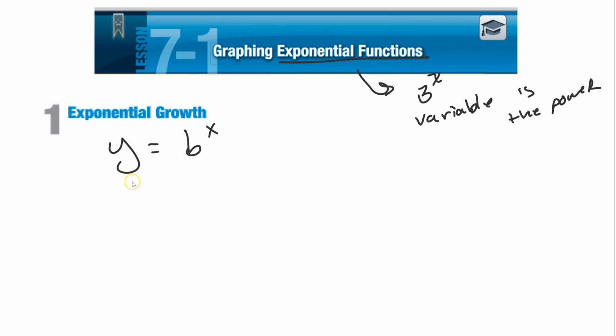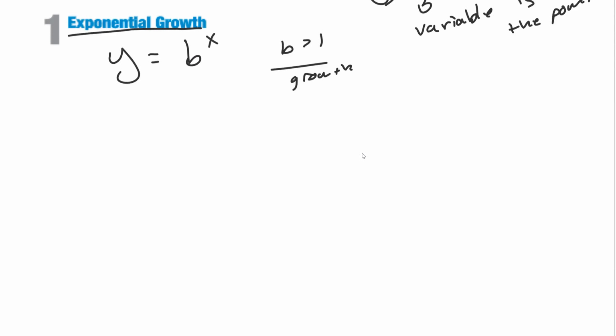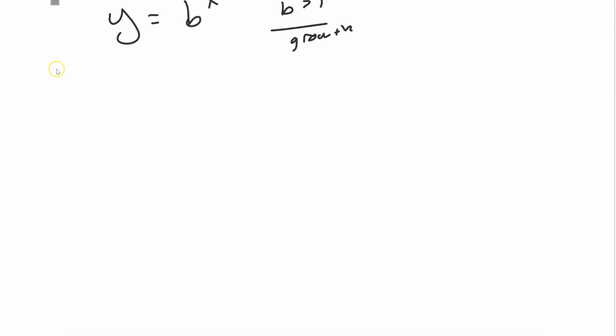So let's graph a function like that. Now, an exponential growth function is particularly when that base, the b right there, is greater than 1. That's what makes it a growth function. So let's graph one of those to see what it looks like, as I like to do. So let's graph y equals 2 to the x.